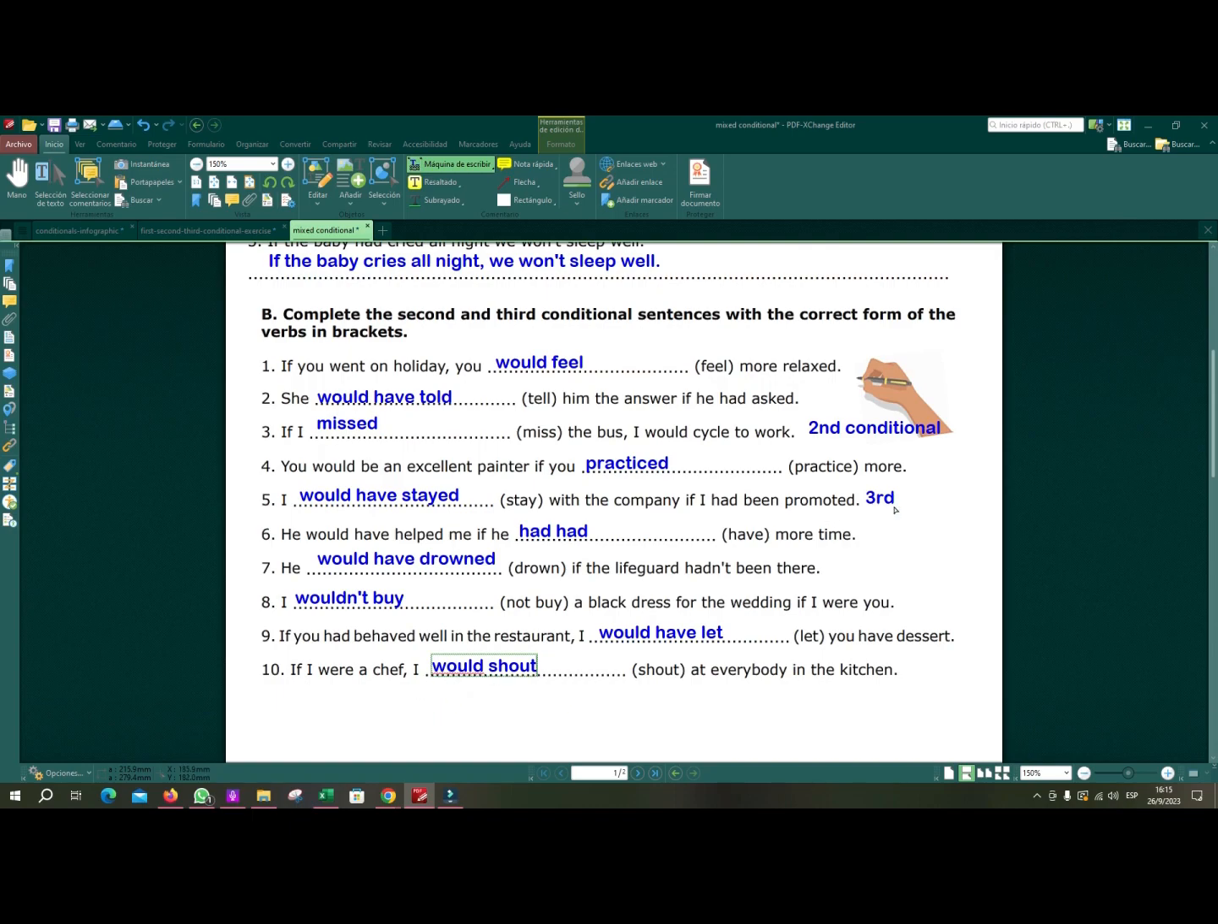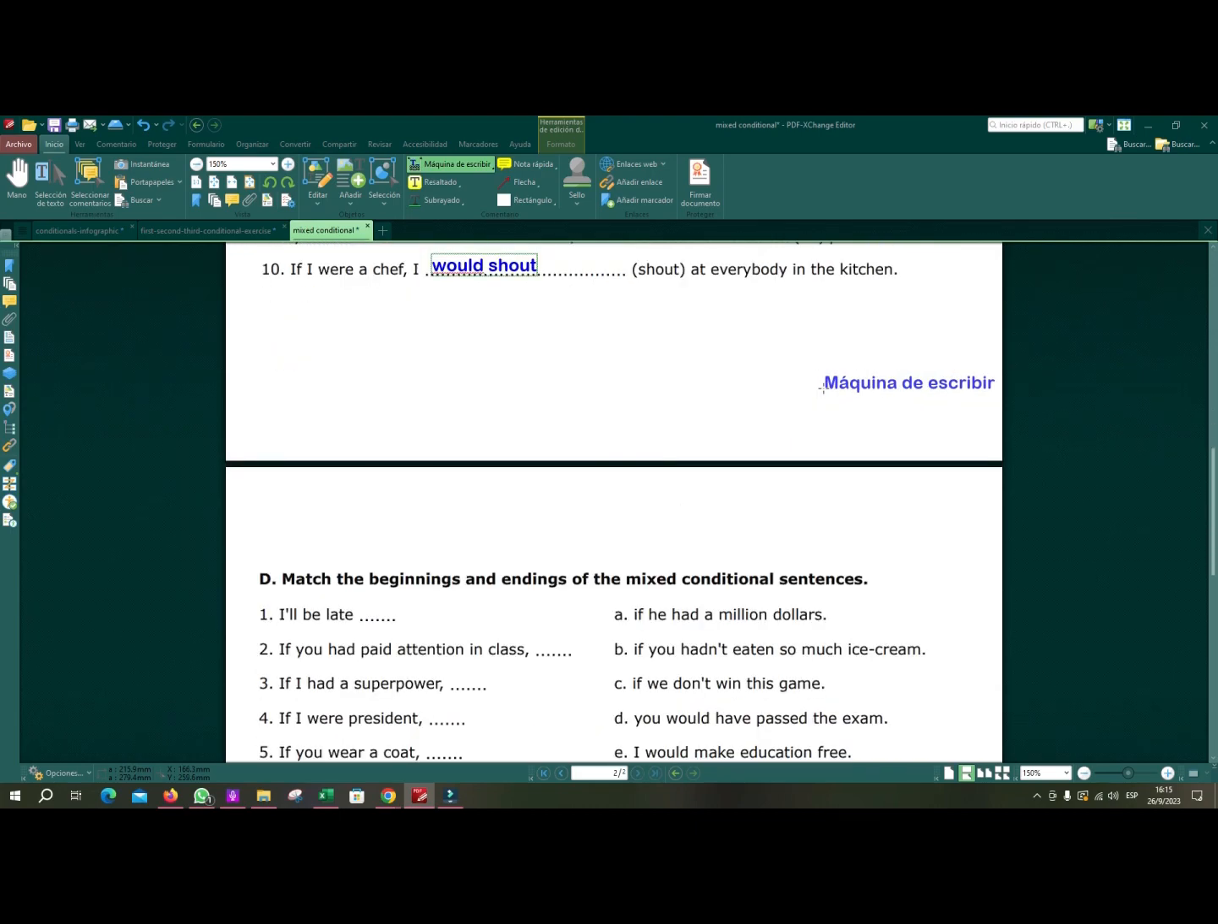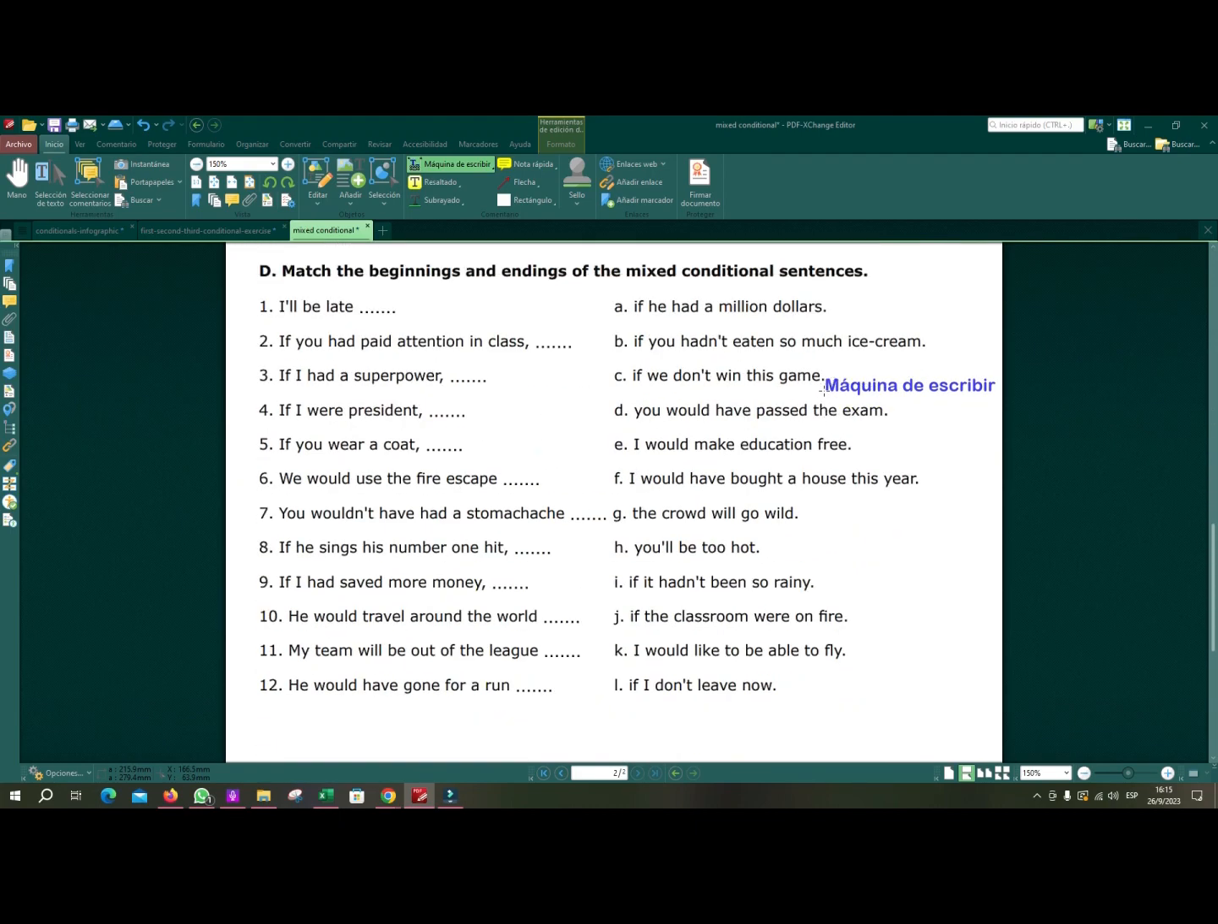Okay? So guys, let's do the last exercise. It says, match the beginnings and endings of the mixed conditional sentences. So there you have number 1. For example, number 1 says, I'll be late.